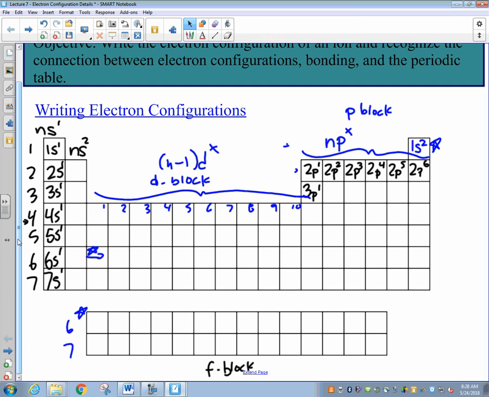Now, that implies that if the first f orbital to be filled is the 4f orbital, and we are in period 6, then generically the f block electrons being filled here are filling the n-2 f position.